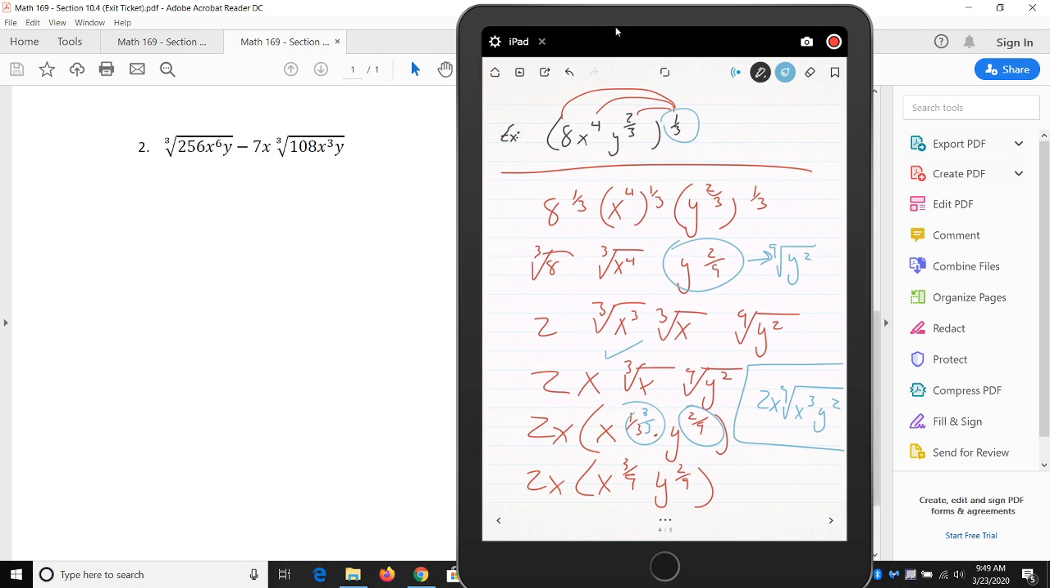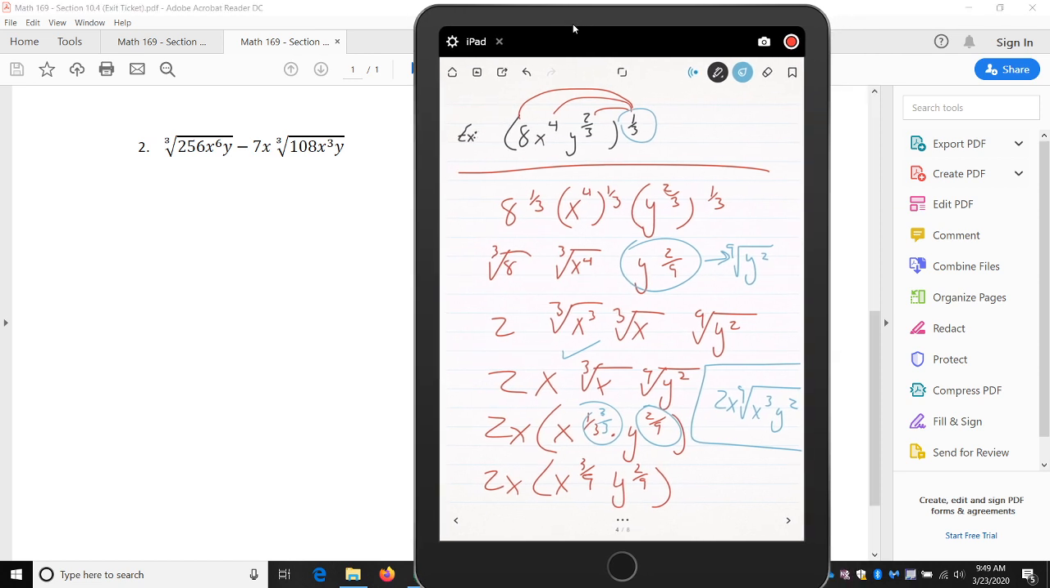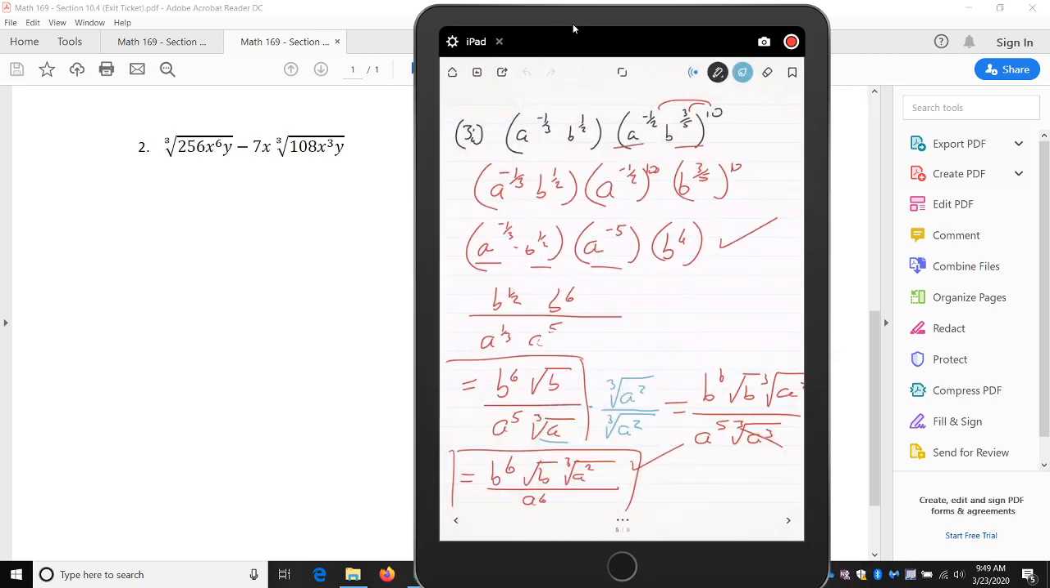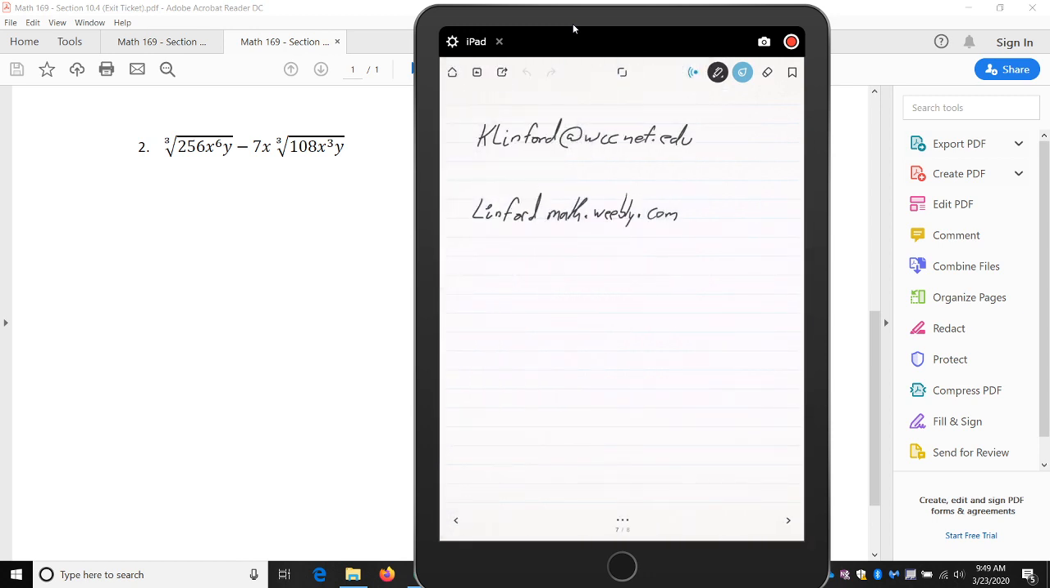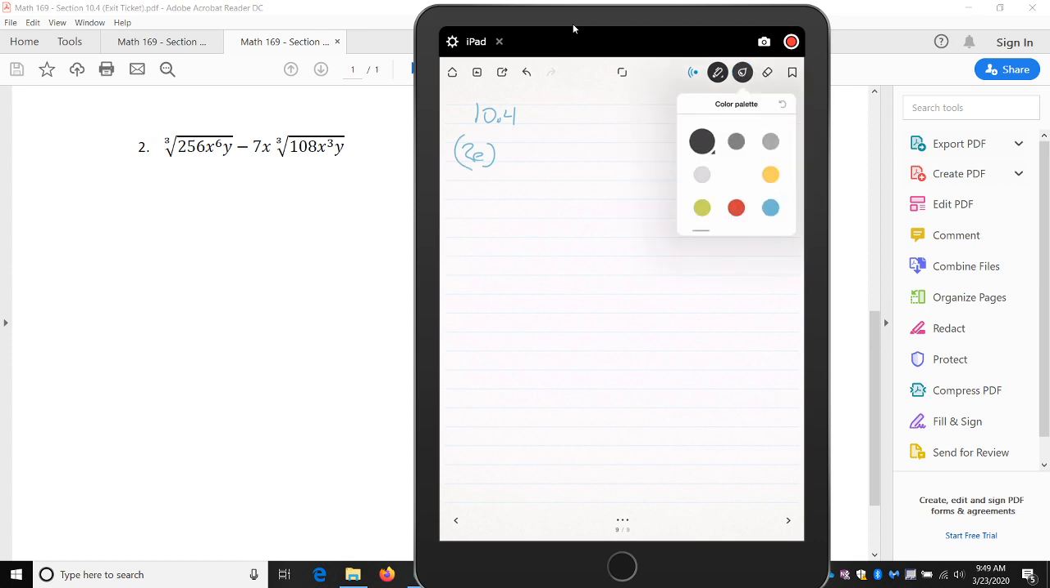So this was a big cube root problem that we have to do. Let me copy this down really quick. Let me get some spare paper. So this is section 10.4, problem 2 from the exit ticket. All right. Let me write this in black because I'm going to need some color coding later.